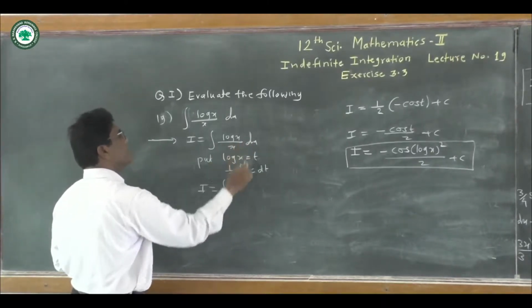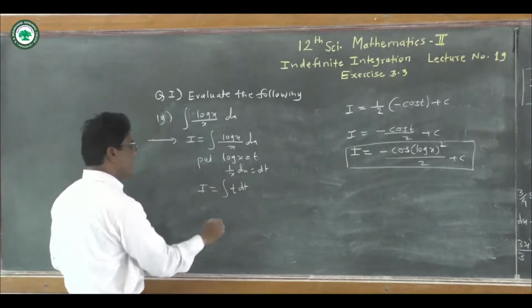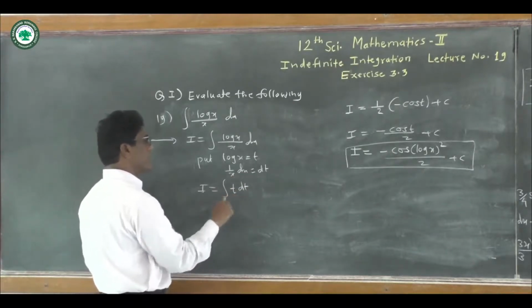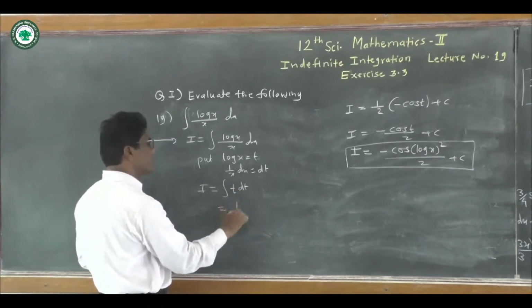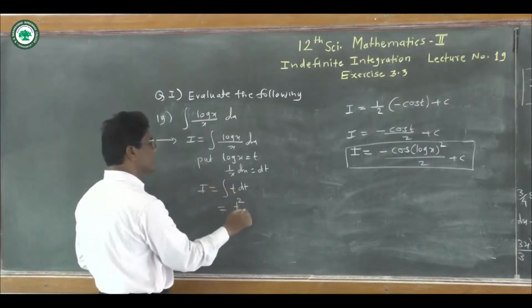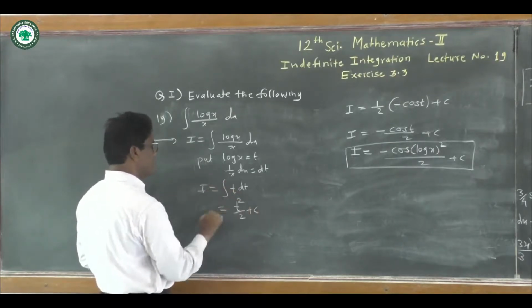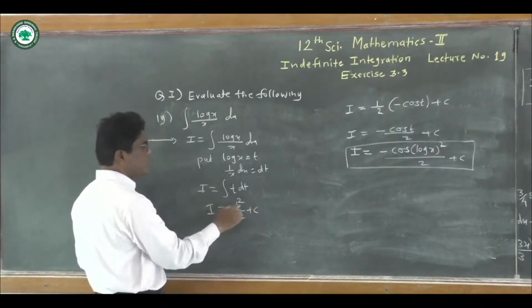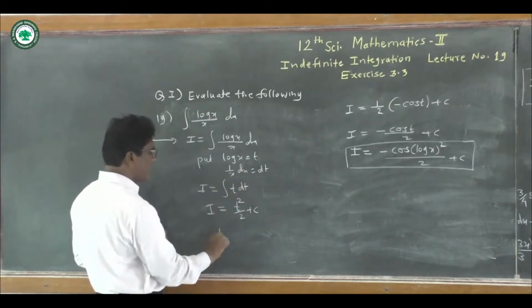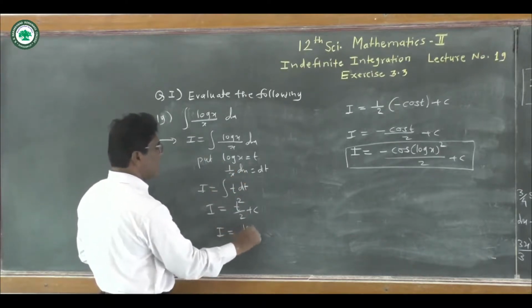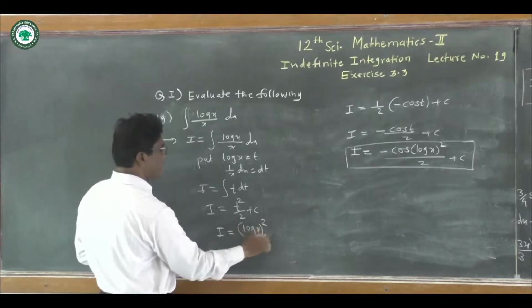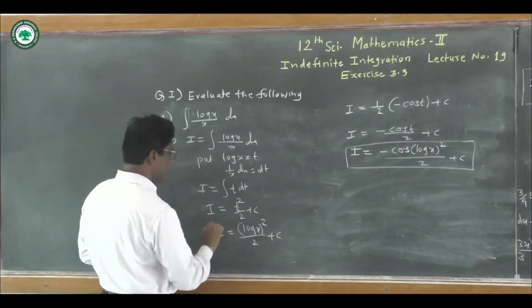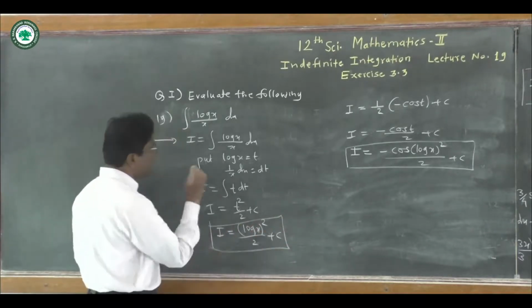log x is t and 1 upon x dx is dt, and we know that integration of t, we increase power by 1, so t to the power 1 plus 1, that is 2 upon 2 plus constant of integration, and finally put the value of t as log x. So I is equal to (log x) whole square upon 2 plus constant of integration. This is the final solution.